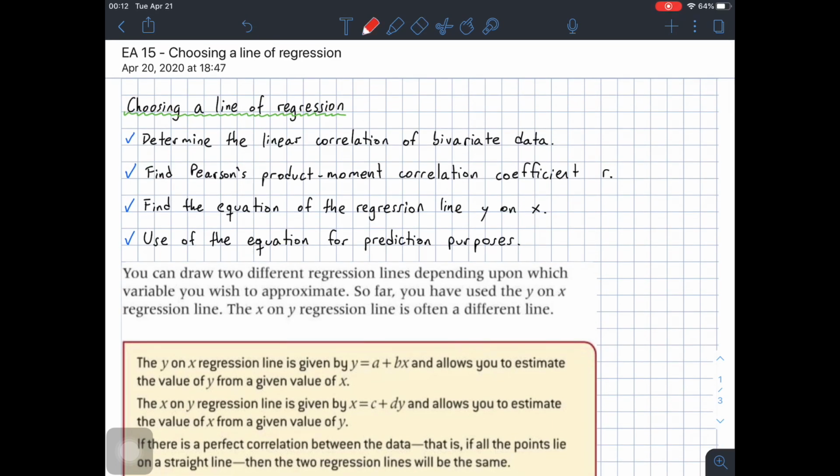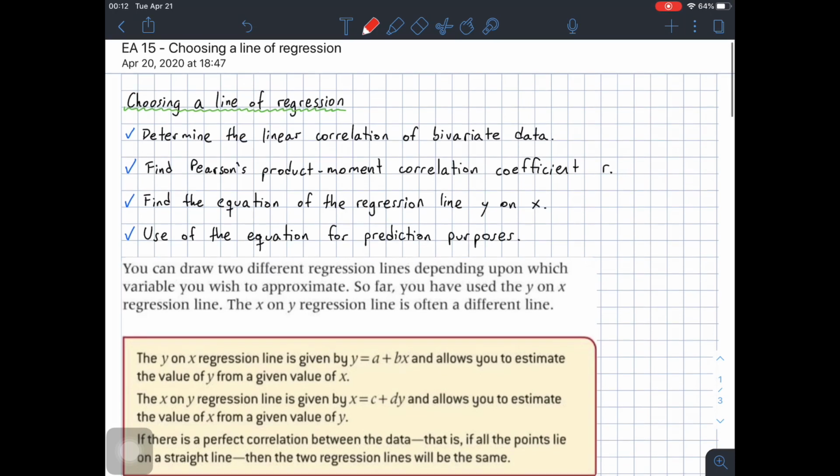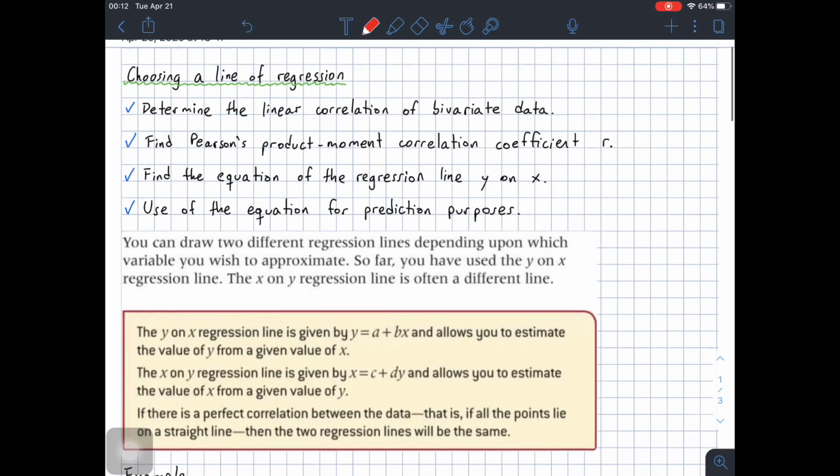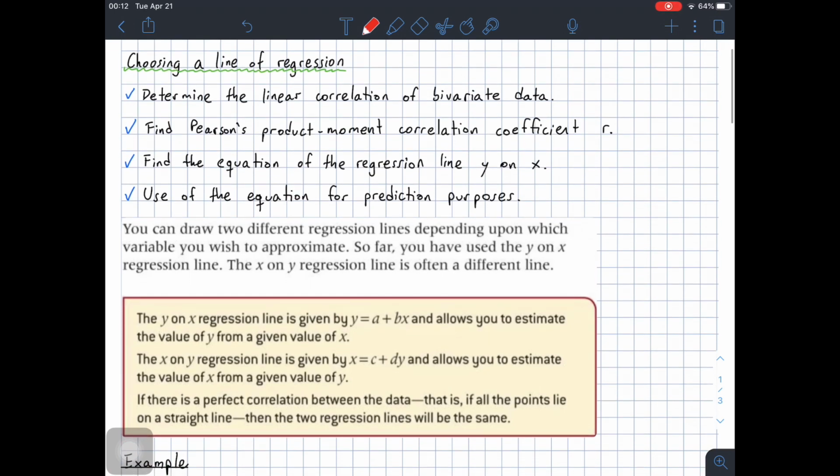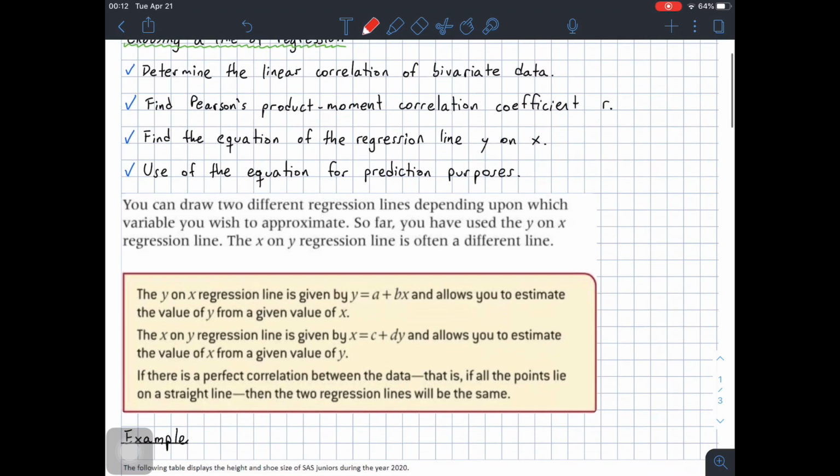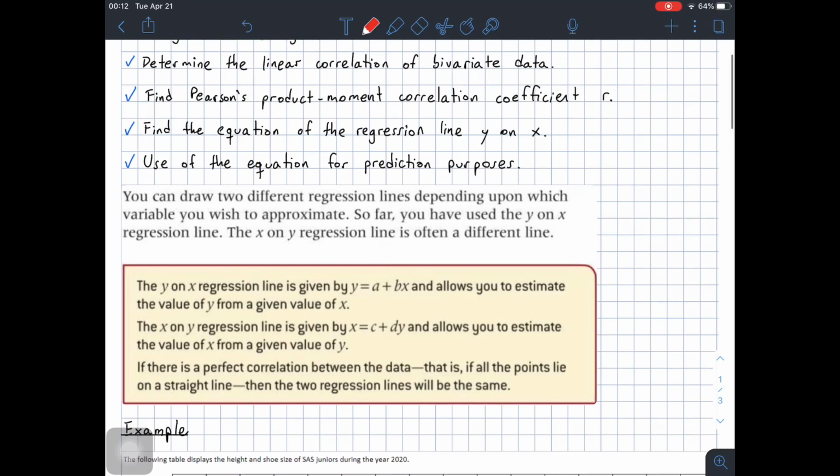So the objectives for this class are the same as last class. Determine the linear correlation of bivariate data, find Pearson's product moment correlation coefficient R, find the equation of the regression line y on x, and use the equation for prediction purposes.